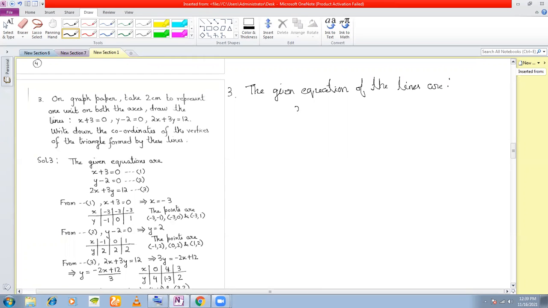First equation is x plus 3 is equal to 0. Let's call this number 1. Second is y minus 2 is equal to 0. Let's call this number 2. And the third one is 2x plus 3y is equal to 12.